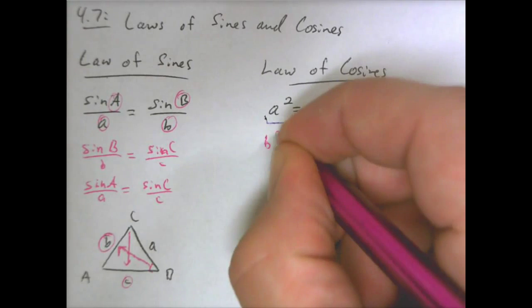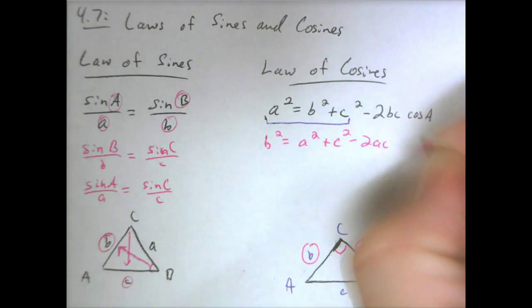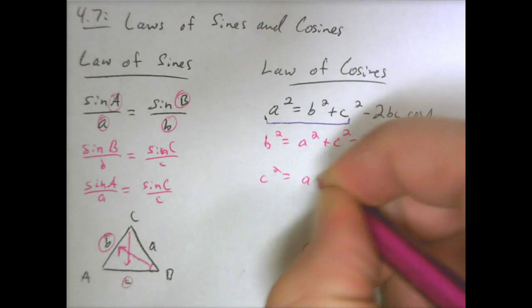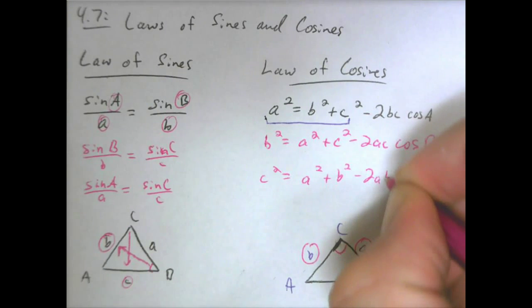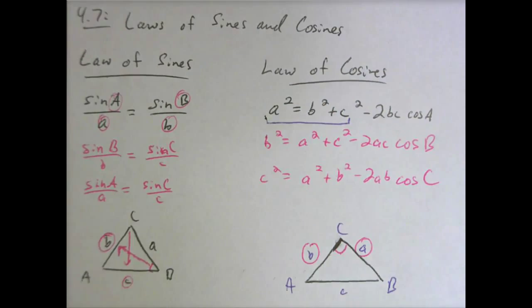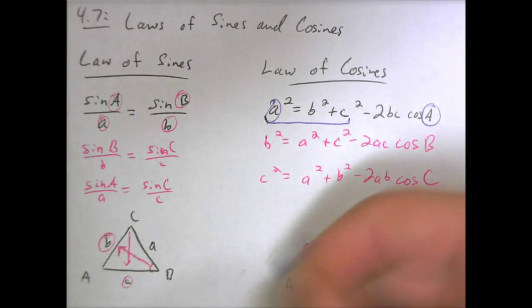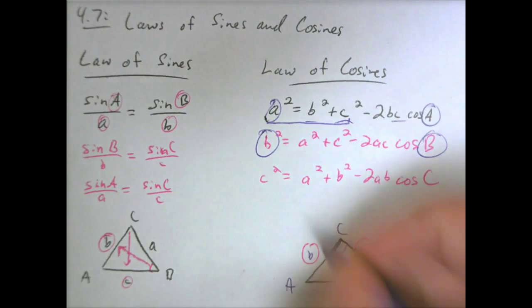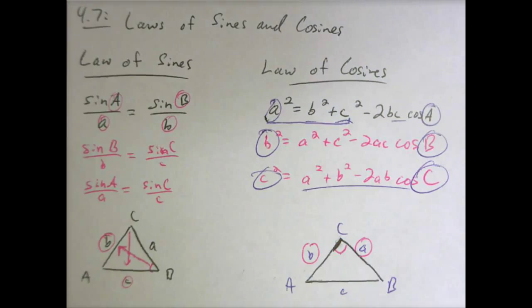You could have b squared equals a squared plus c squared minus 2ac cosine b, or c squared equals a squared plus b squared minus 2ab cosine c. But notice they're all the same thing, where whatever you have squared, you have that angle on the side of the cosine, and then the other things are just the other two sides. Again, that side, that angle, that side, that angle. The other things are going with the rest of your formula. So let's actually look at some examples of when these are used.